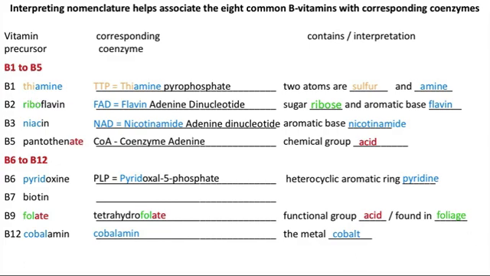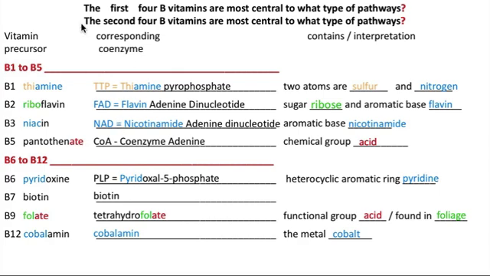The numbering goes from 1 to 12. I'm going to focus mostly on the common nomenclature like you'd see on a vitamin bottle. Of the common 8 B vitamins, I like to divide them into 2 groups. The first 4 and then the second 4. Based upon what you know about FAD, NAD, biotin, folates, and all, can you categorize these 2? Although there's some overlap, the first 4 are central to some types of metabolic pathways, and the second 4 are central to a different type of metabolic pathway. Can you identify those pathways?